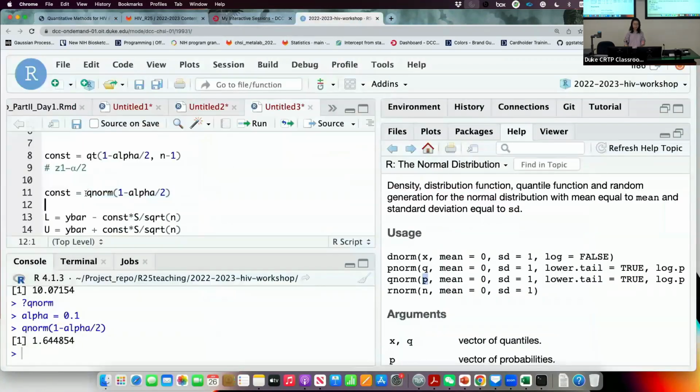So for this one, because this is a standard normal, it doesn't matter what your sample size is. The constant is always the same as long as you specify the same alpha. Different from qt, which has degrees of freedom that is a function of the sample size, the constant from the z distribution, the standard normal, will be the same for different sample sizes, as long as the alpha is the same.